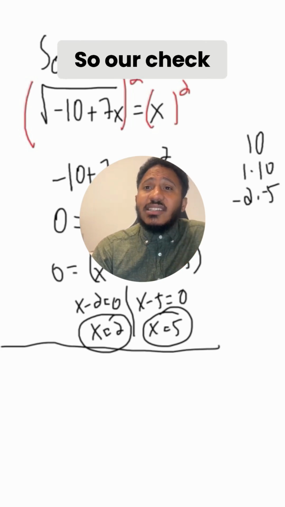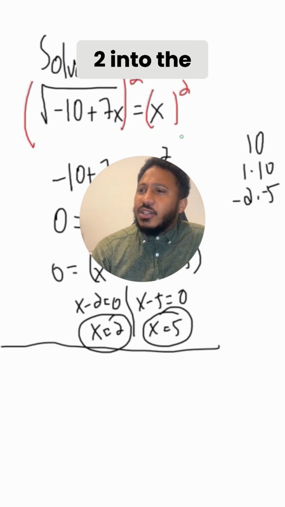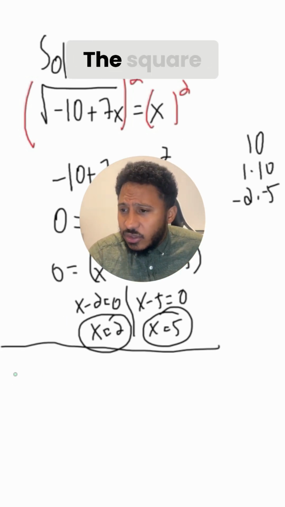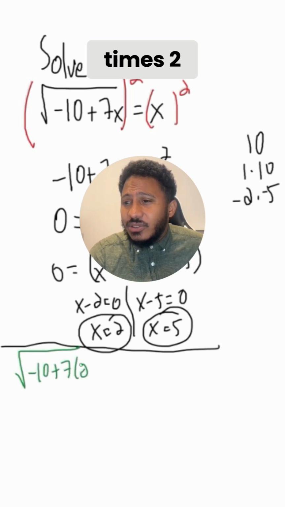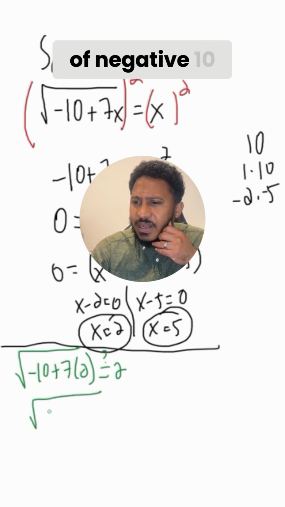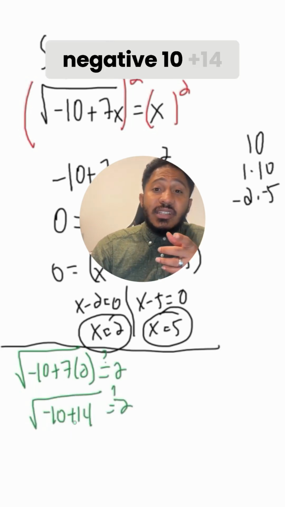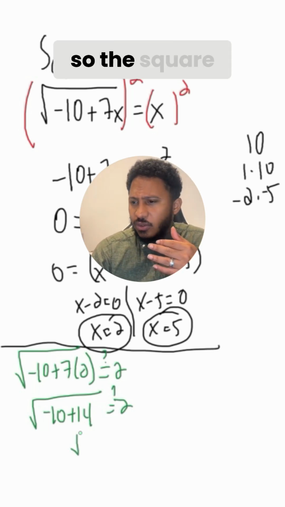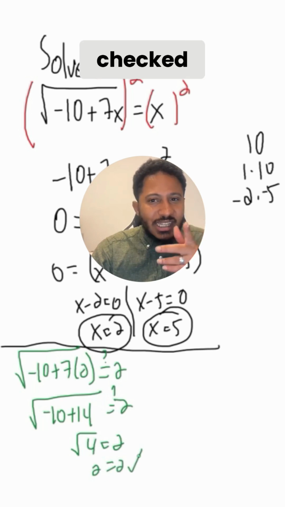So let's check to make sure that these solutions both indeed are solutions to our equation. So our check step. Don't forget the Nike check step. All right. So let's plug in 2 into the original equation, see if we get a true statement. The square root of negative 10 plus 7 times 2. Is that equal to 2? Let's see. That's the square root of negative 10 plus 14. Is that equal to 2? Well, negative 10 plus 14 is 4. So the square root of 4. Is that 2? Yep, 2 equals 2. That one checks. We're good.